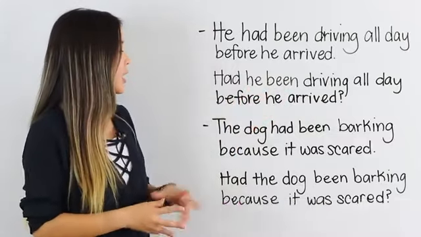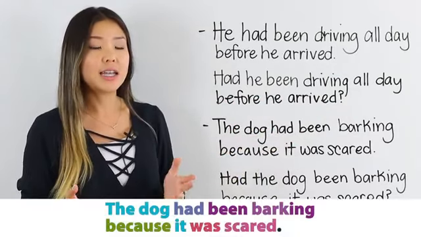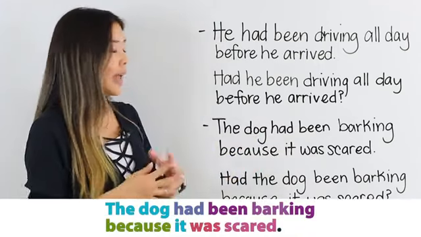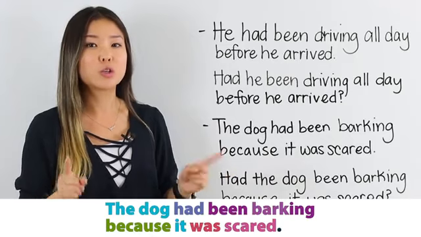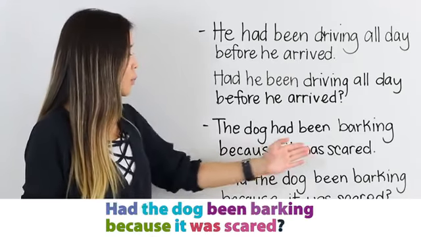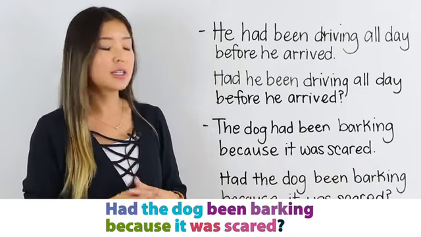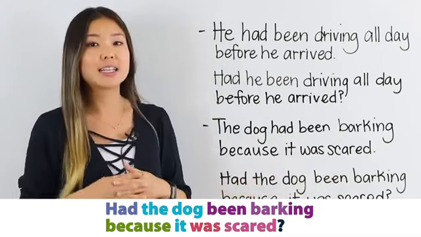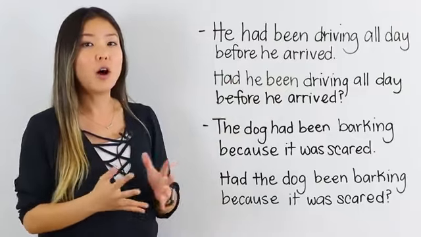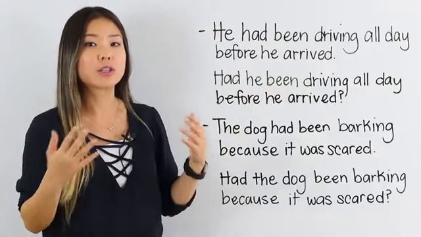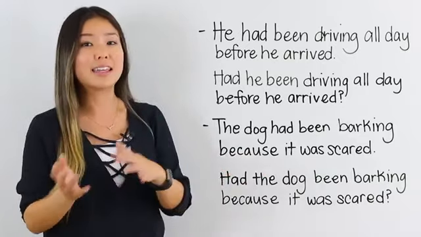The next sentence says the dog had been barking because it was scared. In this case, the subject is the dog. And then we follow with had. To turn this into a question, again, we switch the order. Had the dog been barking because it was scared? You'll notice that in the question, the rest of the words stay in the same place. Now, in the first question, we're asking how long an action happened or how long it was ongoing in the past. And in this question, we ask about cause and effect.